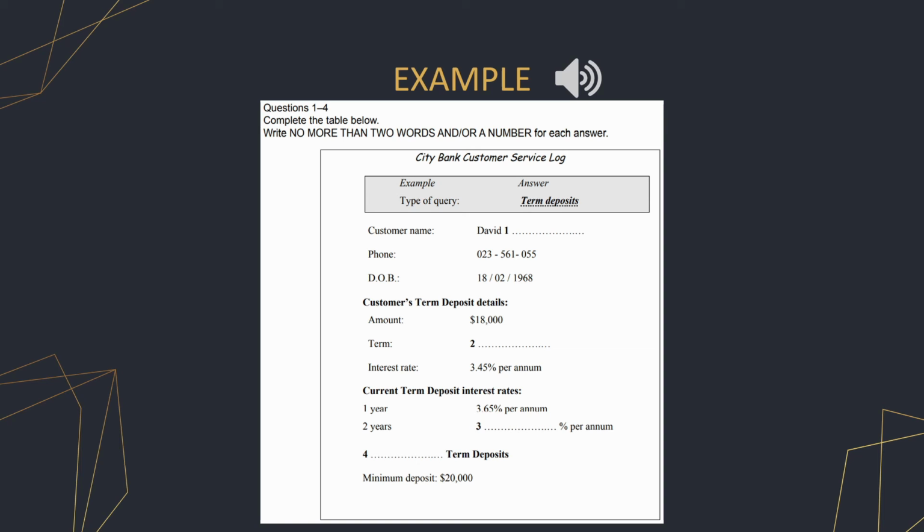023-561055. And your date of birth, please? 18th of February, 1968. Right. So I've got your account information in front of me. You've currently got $18,000 on a term of 180 days. That's at a rate of 3.45% per year or per annum.